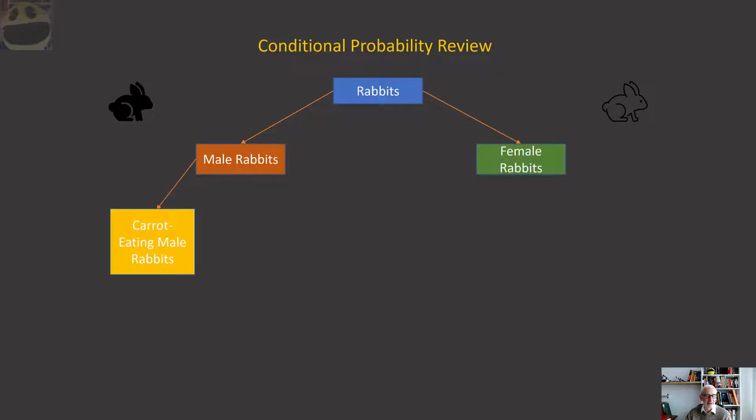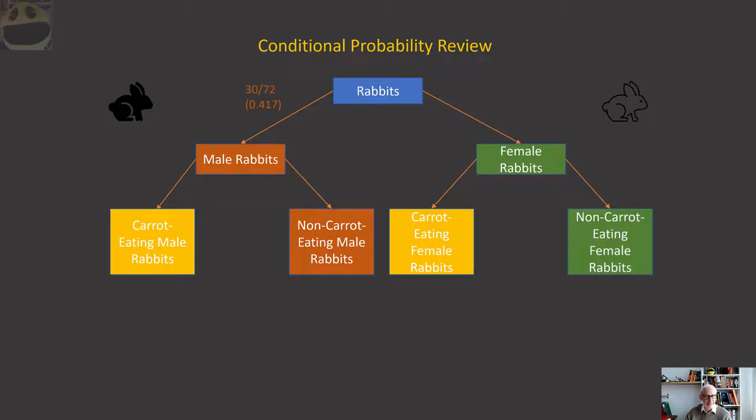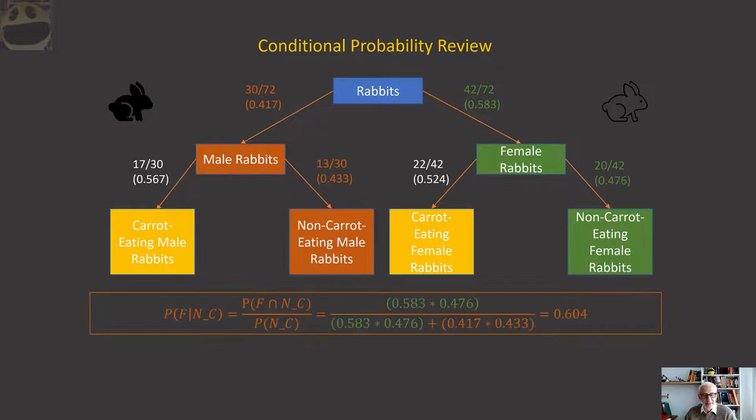So here we're just going to change the colours and try and keep a track of where the colours are going. Rabbits, male, carrot eating male rabbits, and non-carrot eating male rabbits. Okay, the numbers are appearing there, 30 out of 72, 42 out of 72, 17 out of 30, 13 out of 30, 22 out of 42, 20 out of 42, and then our probability that you are female and not carrot eating, well, there it is, the probability of female and not carrot eating, which is down here in the green, down in the right hand side there.